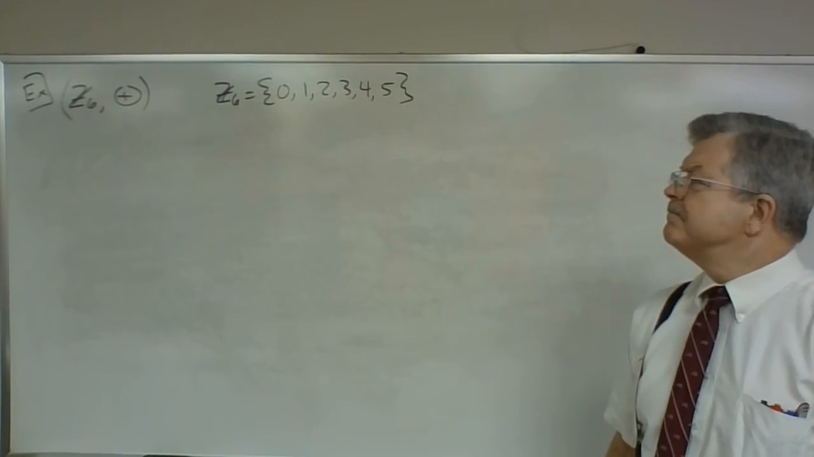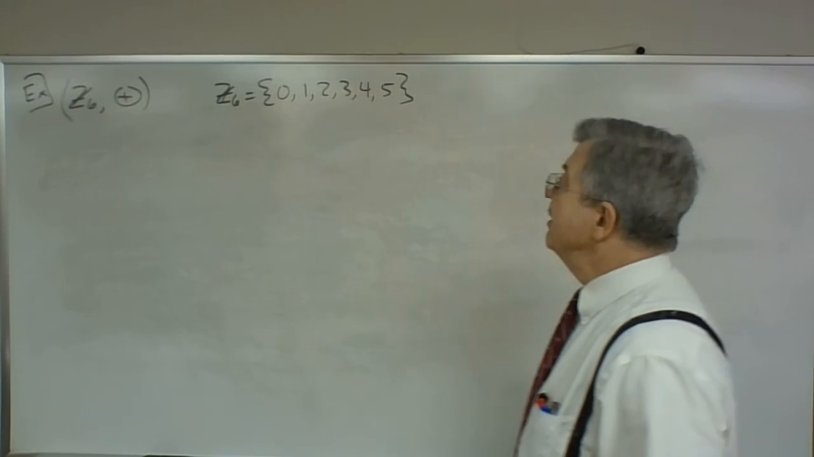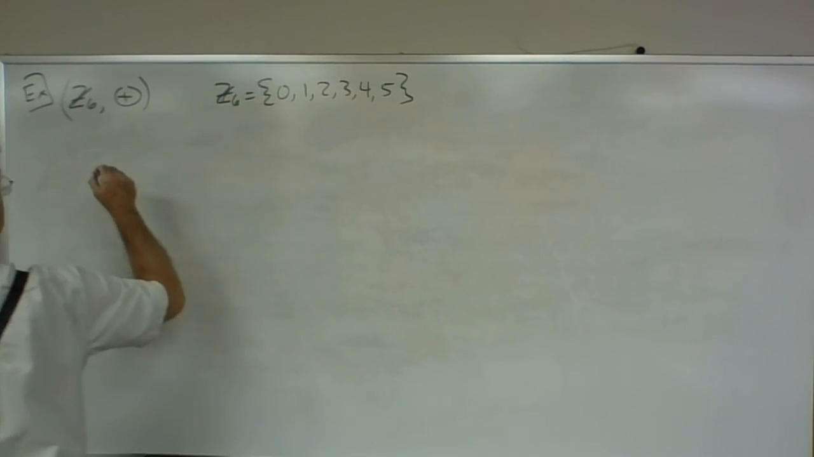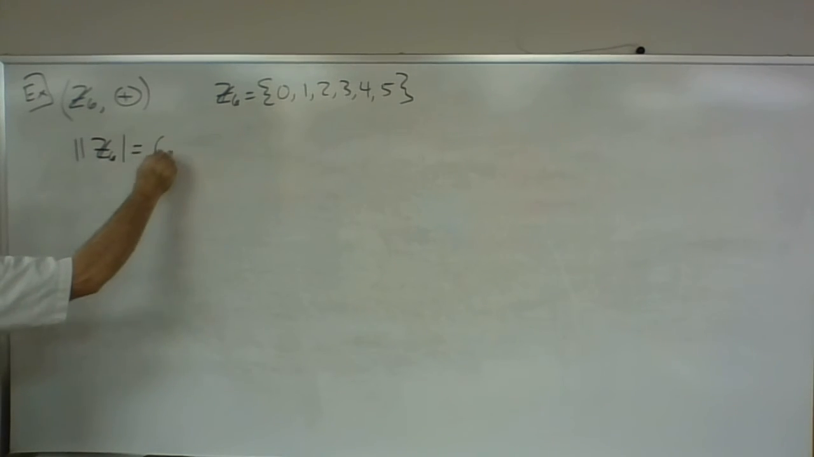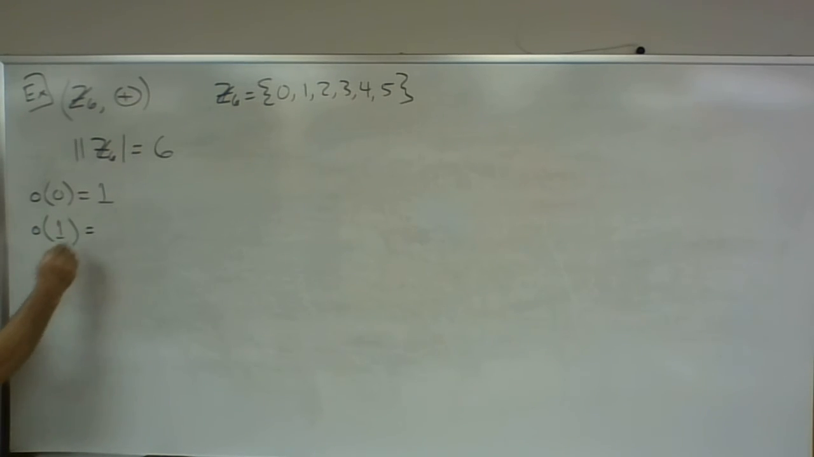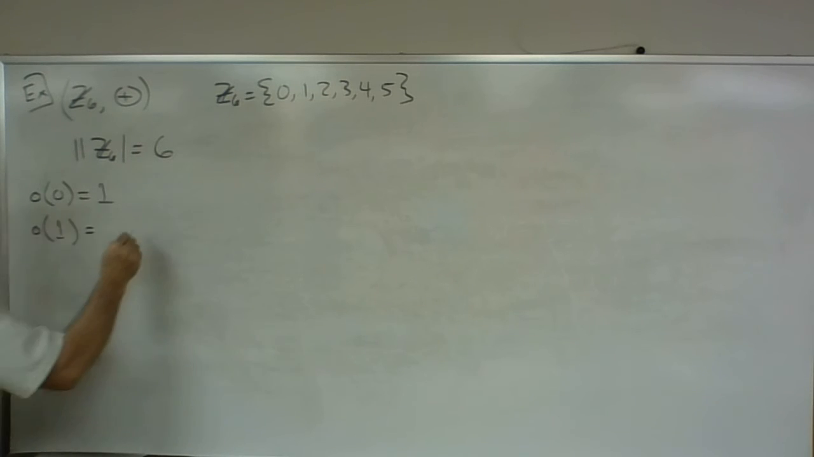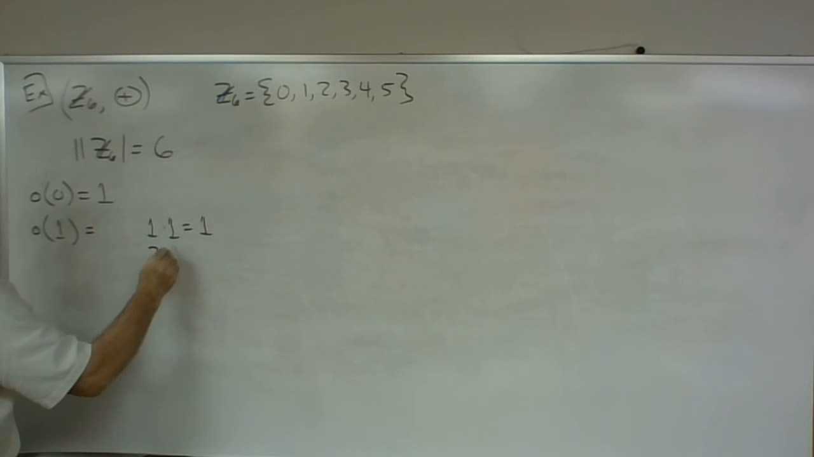This is a nice one. Z6, under addition modulo 6. There are 6 elements in the group, so the order of Z6 is 6. Now, what about the order of 0? Well, that's the identity, so we know it's going to be 1. The order of the element 1, let's see, 1 times 1 is equal to 1. 2 times 1 is equal to 2.